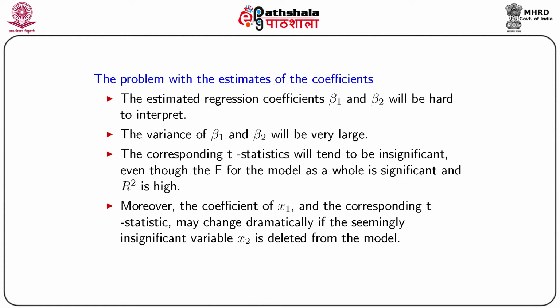What happens is, since x1 and x2 are correlated to one another due to the presence of multicollinearity, when we remove or delete one, then the coefficient of x1, which is beta 1, and its corresponding t statistic, these two values are dramatically changed.